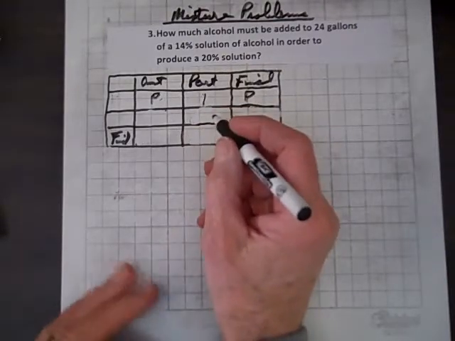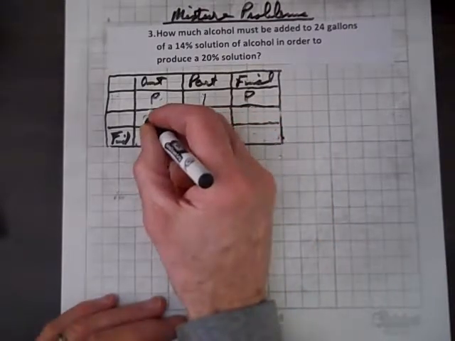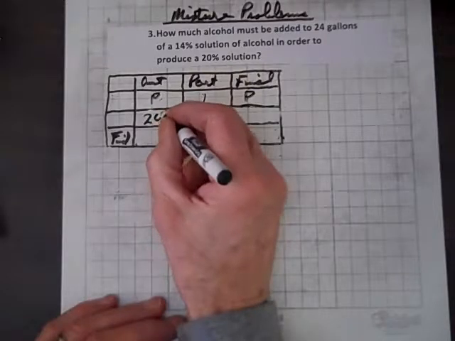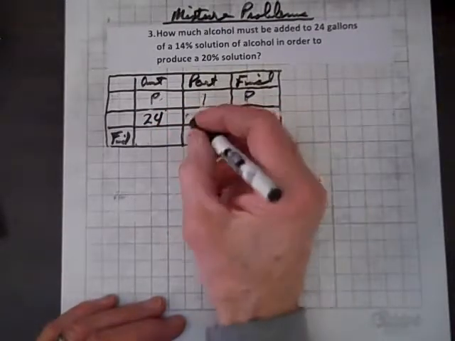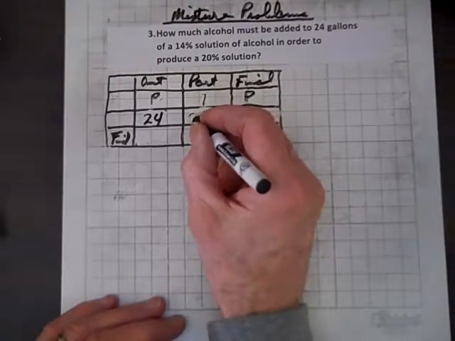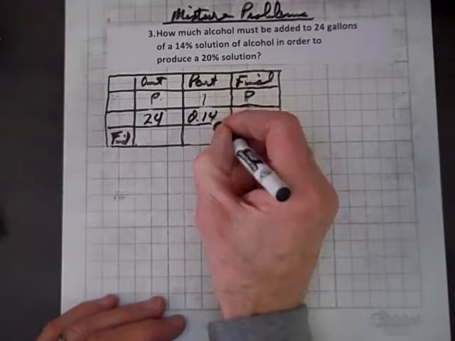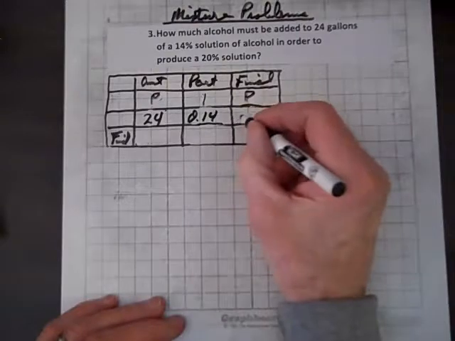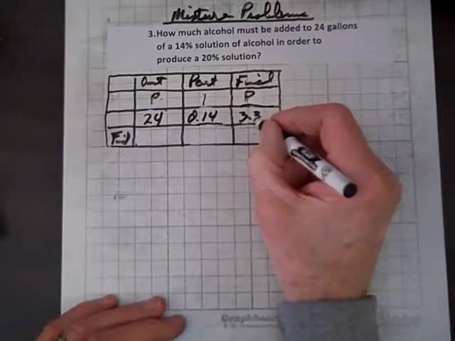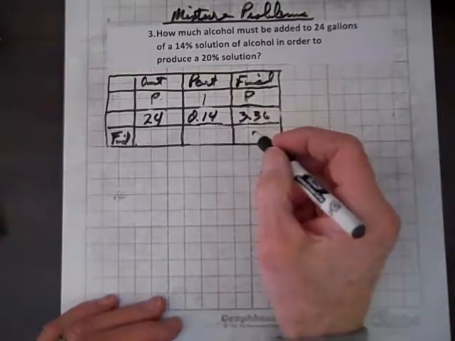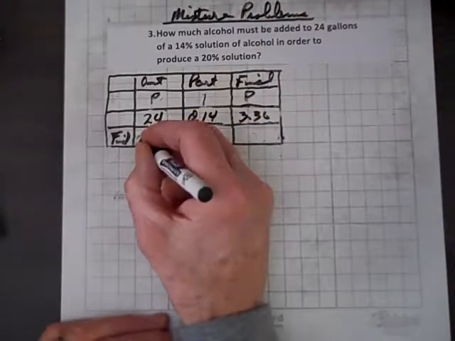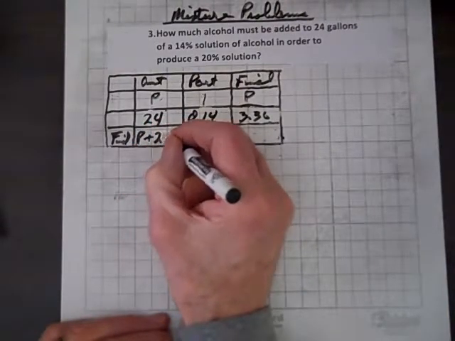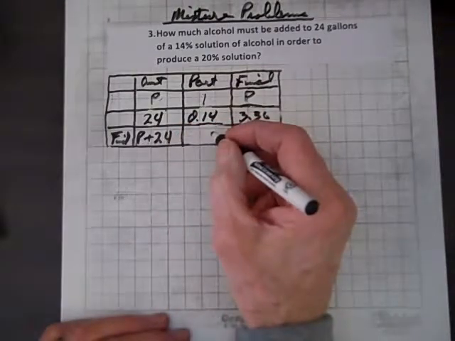Now, how much of the solution is there? Well, there's 24 gallons, and what part of that is alcohol? Well, 14% or 0.14, and the product of these two is 3.36 gallons of pure alcohol. What's the total amount? Why, it's P plus 24.